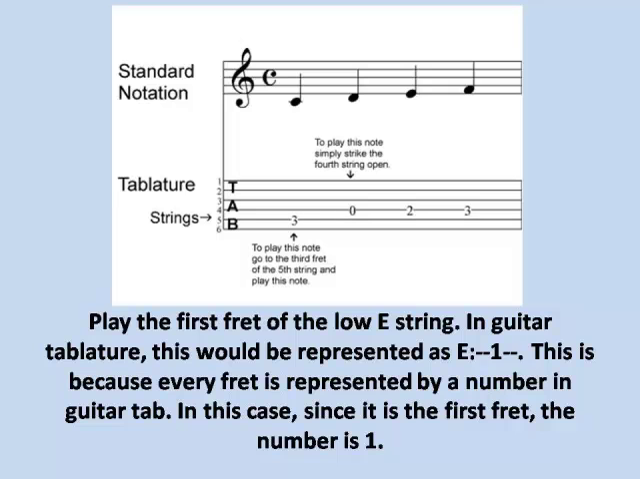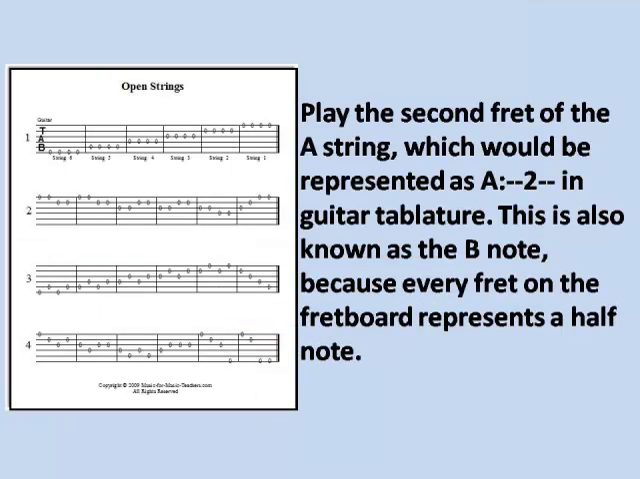In guitar tablature, this would be represented as E1. This is because every fret is represented by a number in guitar tab. In this case, since it is the first fret, the number is 1. Step 3. Play the second fret of the A string, which would be represented as A2 in guitar tablature. This is also known as the B note, because every fret on the fretboard represents a half note.